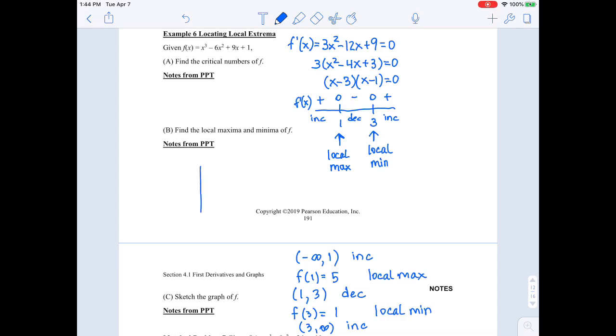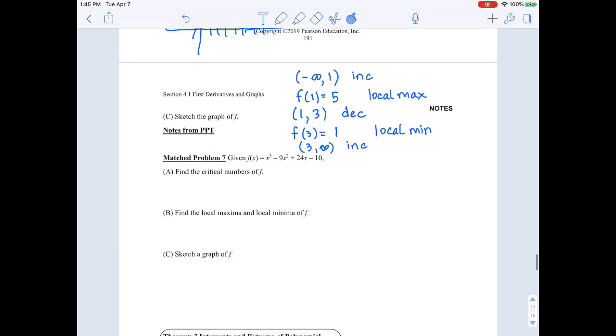So let's graph that. Put a 0 in there, we get 1. So it's going to start here. Then at 1, it's 5. At 3, it's 1. So it's increasing, decreasing, increasing. Local max, local min. Okay, you go ahead and try the matched problem.